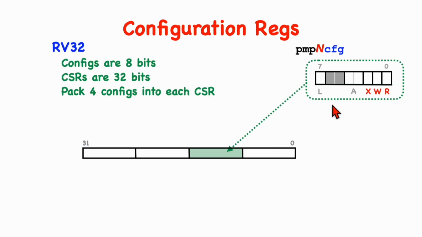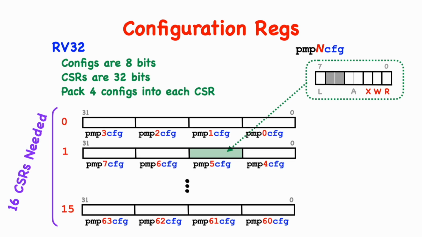Now let's take a look at the 8-bit configuration registers. On a 32-bit RISC core, all control and status registers are 32 bits in size. For the physical memory protection scheme, 4 configuration bytes are packed into each control and status register. In order to accommodate 64 regions, we need 16 control and status registers, and the configuration bytes are packed into each register, as we're showing here. Each configuration register contains 4 configuration bytes.